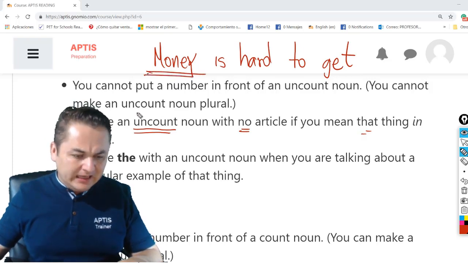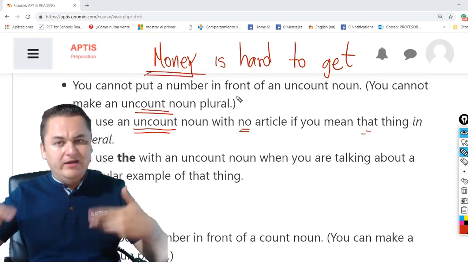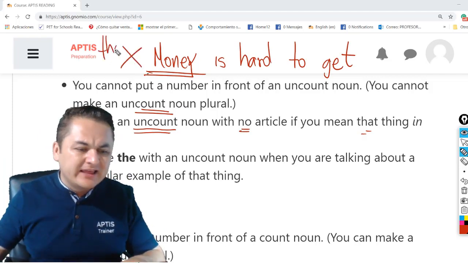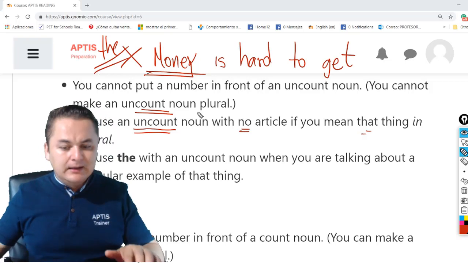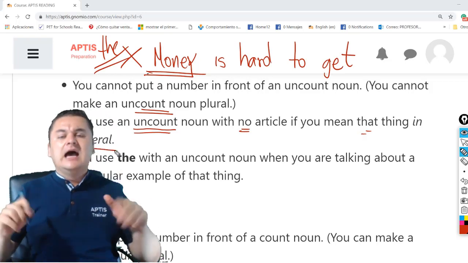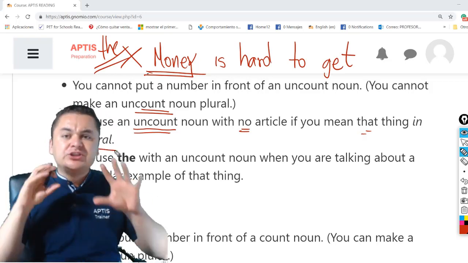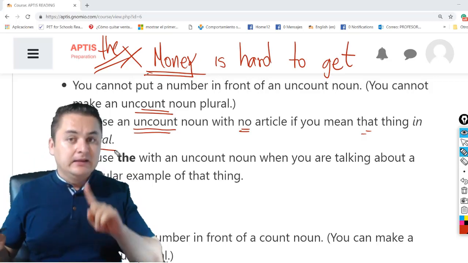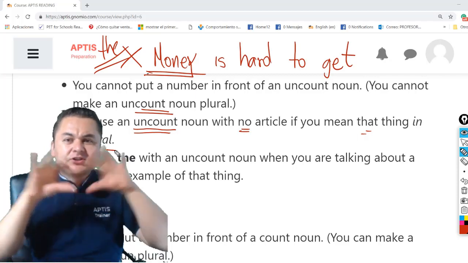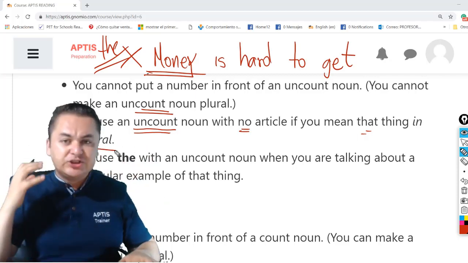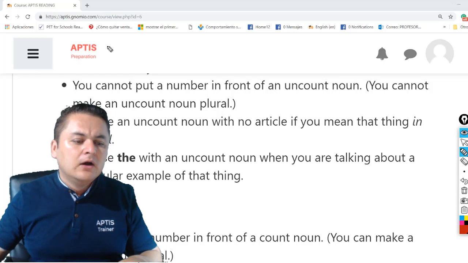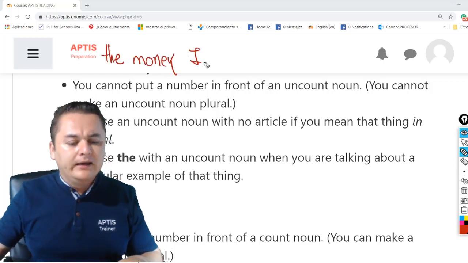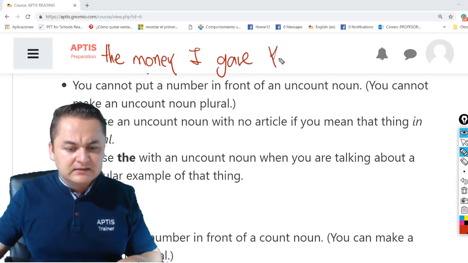Money is an uncount word, an uncount noun in this case. I need no article. I cannot say "the money," just "money," because I want to express this sentence with the general meaning. So I cannot say "the money is hard to get" because I'm trying to construct a sentence with a general meaning. But I can say, okay, "the money I gave you."